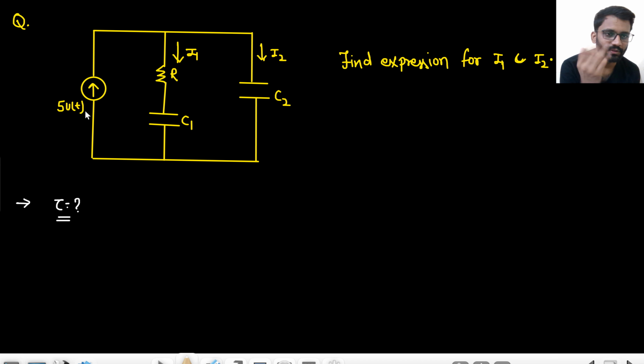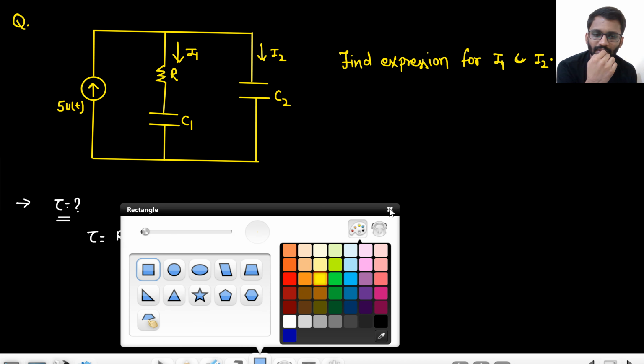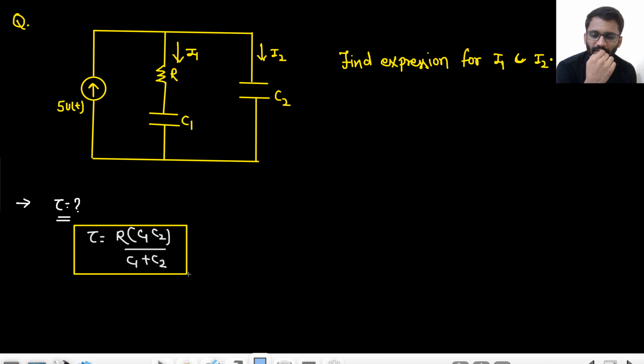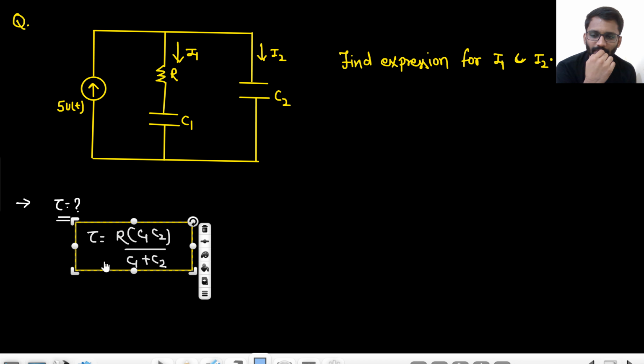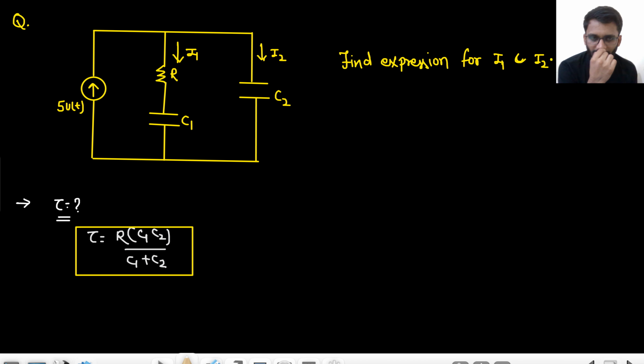Open circuit the current source. This C1 and C2 will come in series, right? So the time constant would be R into C1 C2 upon C1 plus C2. So this will be the time constant, right?